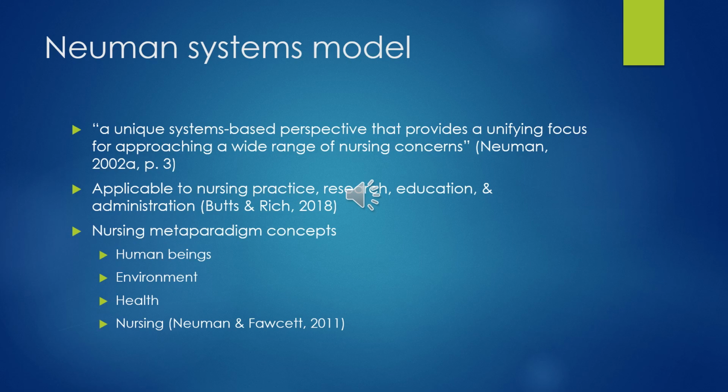Neuman systems model is defined as a unique systems-based perspective that provides a unifying focus for approaching a wide range of nursing concerns. This model can be applied to all areas of nursing practice, including research, education, and administration. The nursing paradigm concepts included in this model are human beings, environment, health, and nursing, and these will be elaborated on in additional slides.